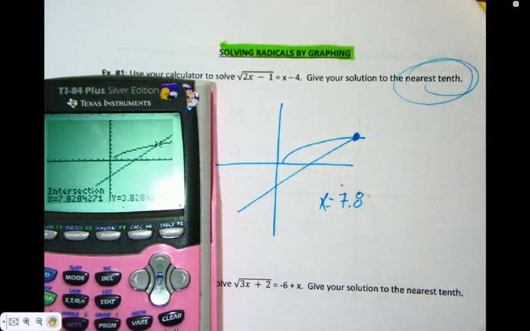Does the y value matter? No, it's completely irrelevant. So if you thought maybe the y was important, just make yourself a note. Y doesn't matter with this. It's just the x value that we care about. Why don't we care about the y anyway? Because it said solve the equation, and the only variable in the equation is x.